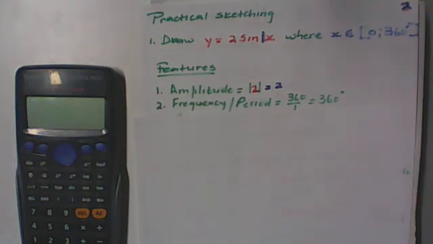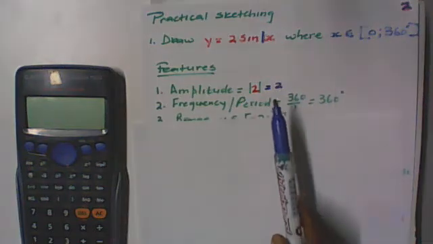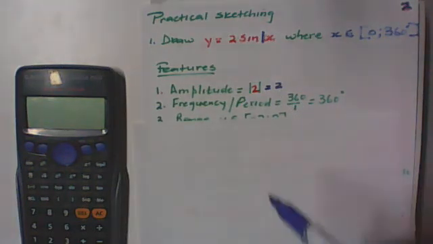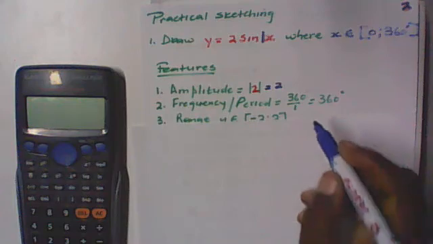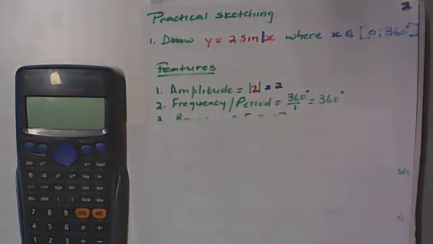The frequency will be equal to 360 over b. What is our b? Our b is 1. Now that is 360 degrees. Degrees, guys, sorry. Then that will be 360. What does this tell us? It tells us that after each and every 360 degrees, a new wave is going to form.